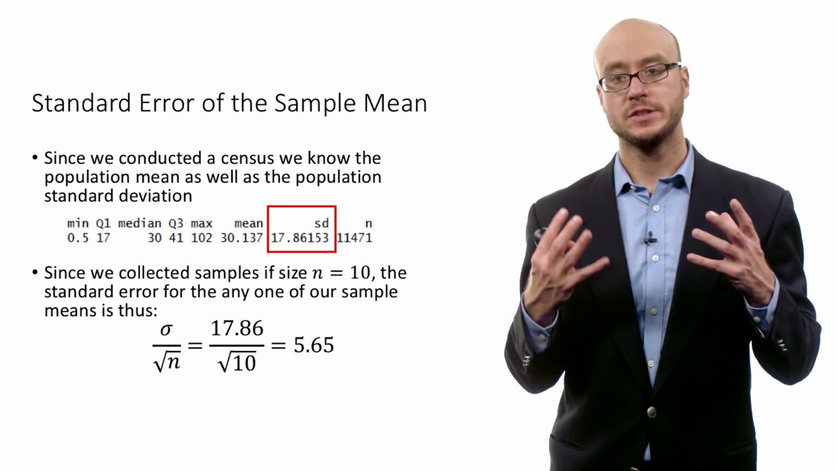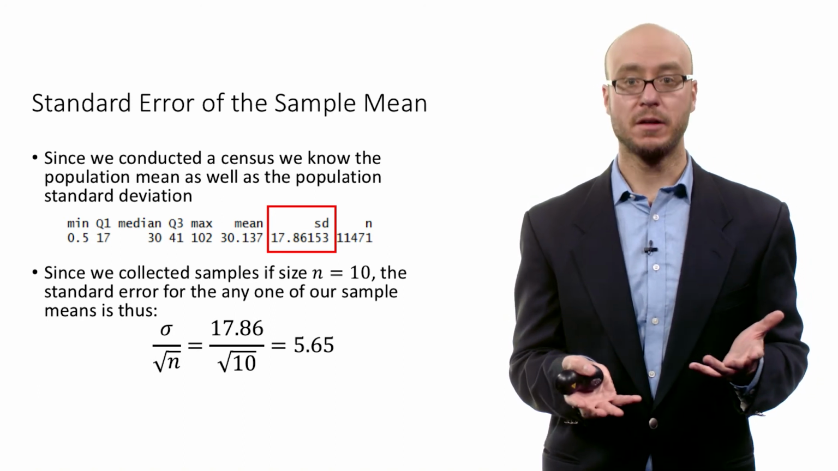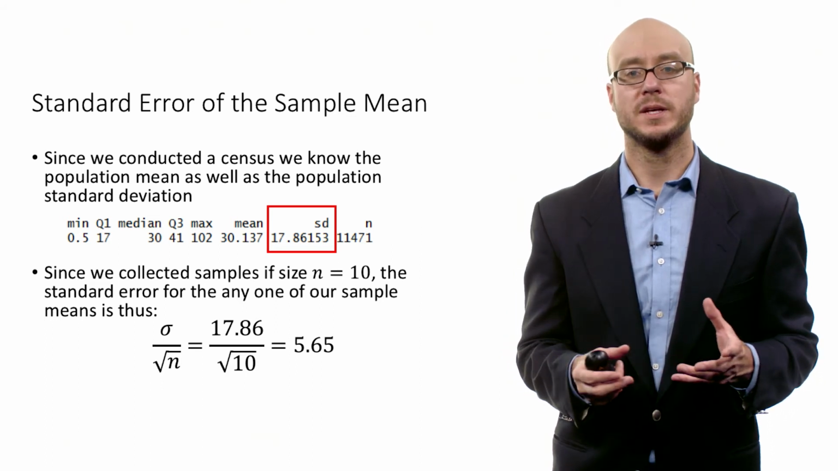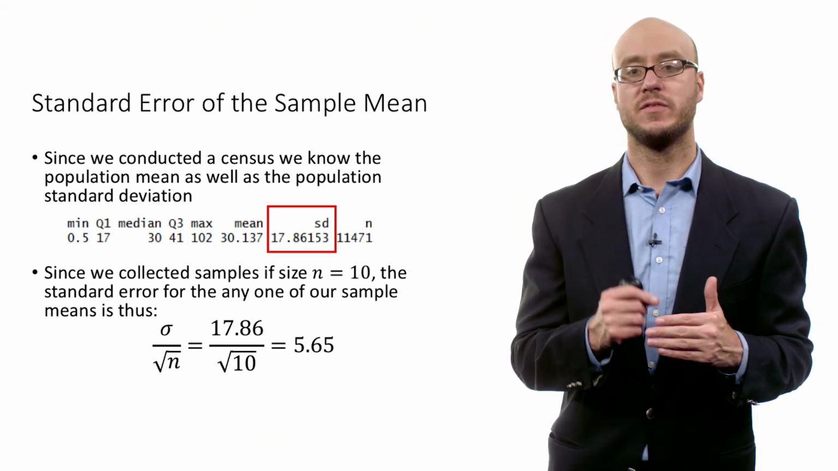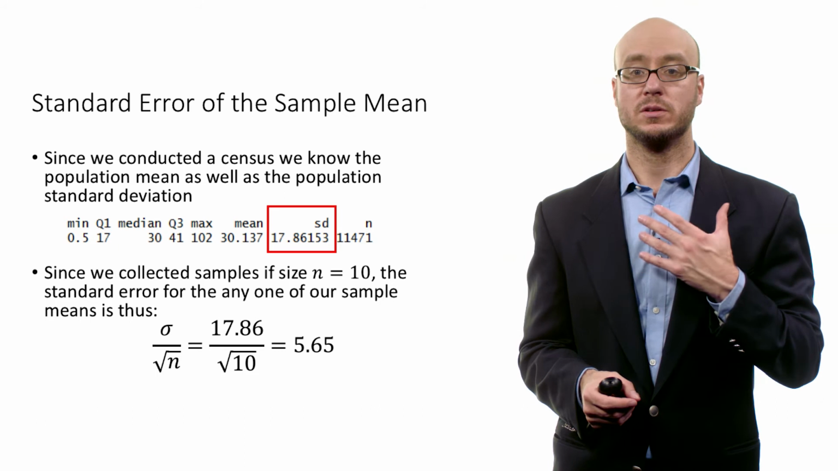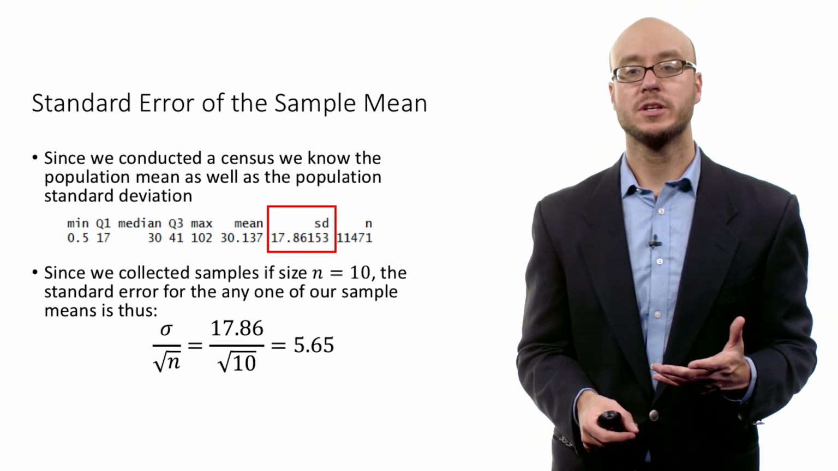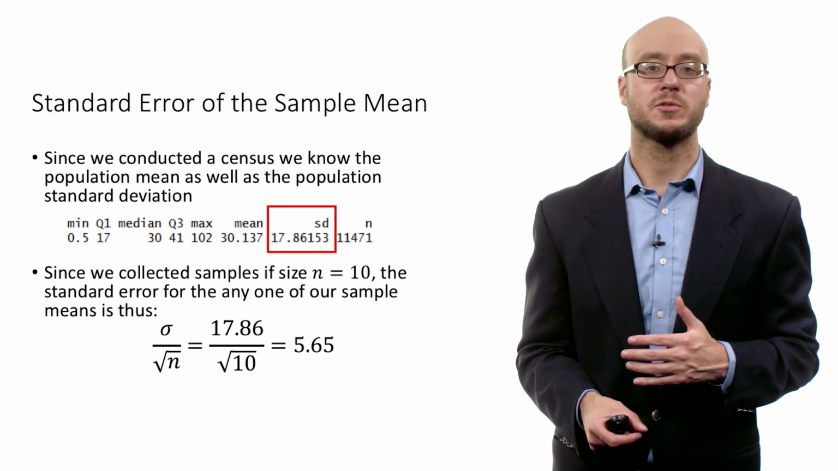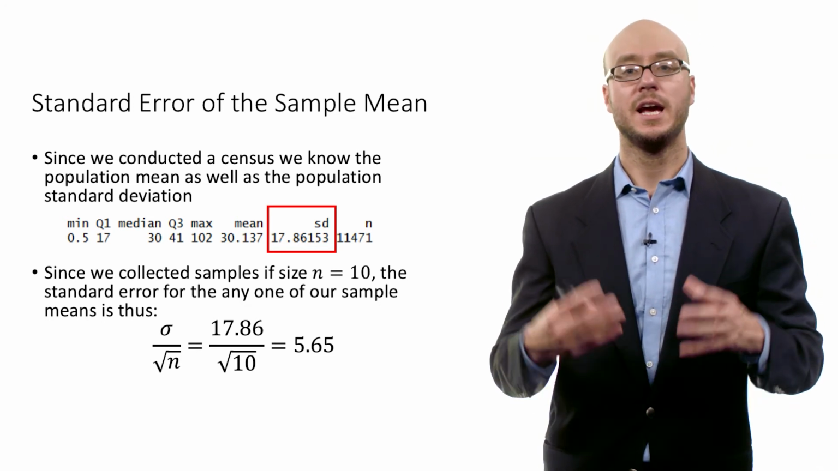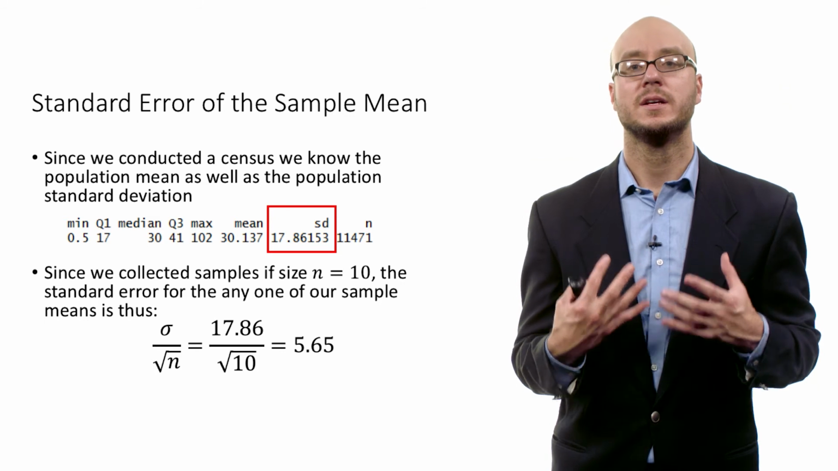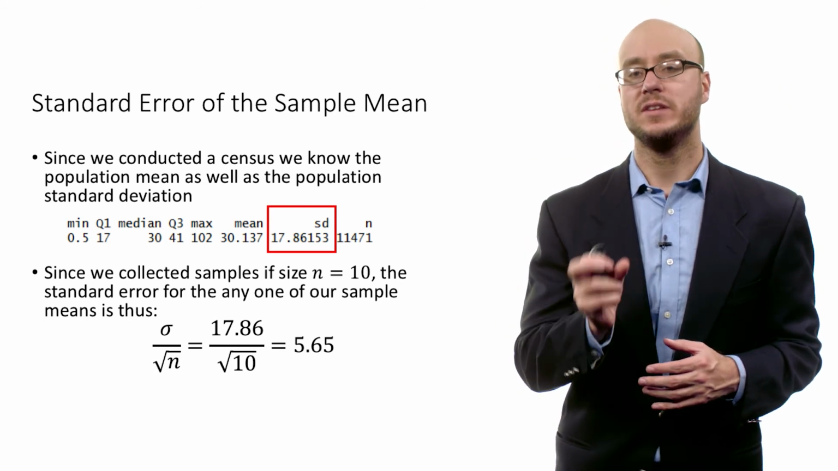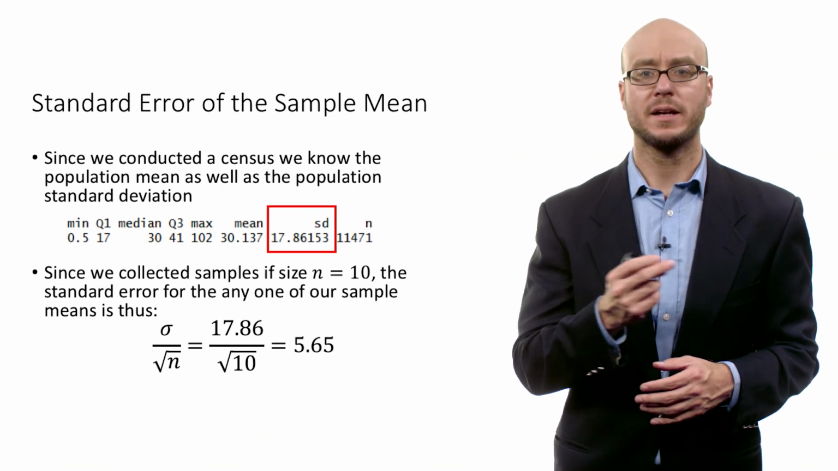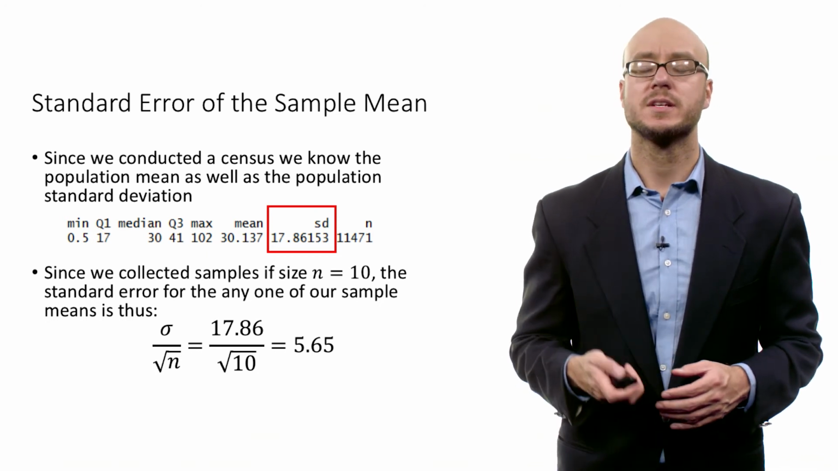So suppose we collect a sample size of 10, as we've been doing. Then we know the standard error for any one of our sample means is going to be that population standard deviation divided by the square root of the sample size. So since we know the population standard deviation, we can divide 17.86 by the square root of our sample size 10, and we get this value of 5.65. That is the standard deviation of the sampling distribution. That's how far off in years we expect to be across our different sample means.